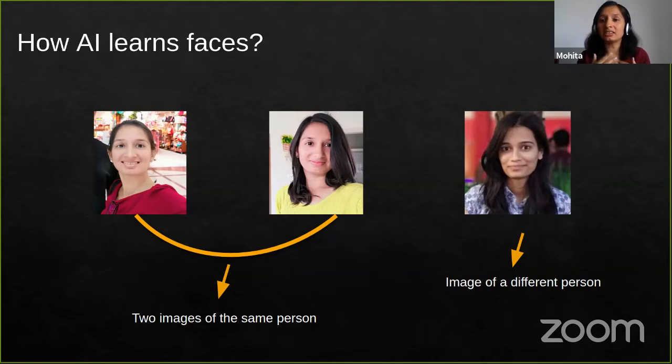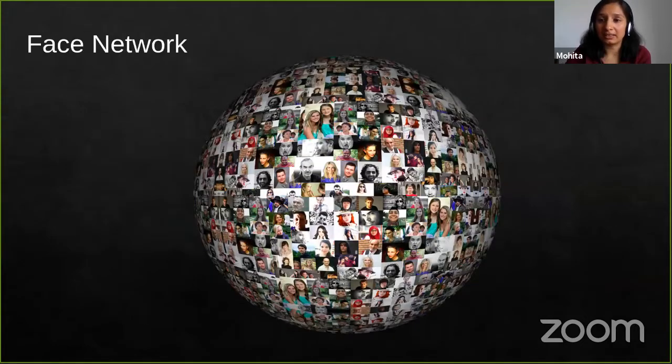So if we keep on giving such examples to the machine, it will start to understand the patterns which make two faces similar and two faces dissimilar. And it will create a network of faces in an n-dimensional space where it will keep the most similar faces on one side, and the dissimilar faces on the farther side. So I'll just repeat what I said. It will create a network of faces in an n-dimensional space where similar faces will come closer to each other and dissimilar faces will go farther from that.